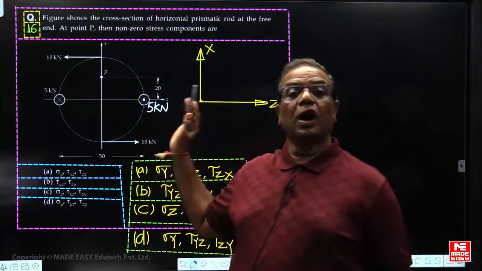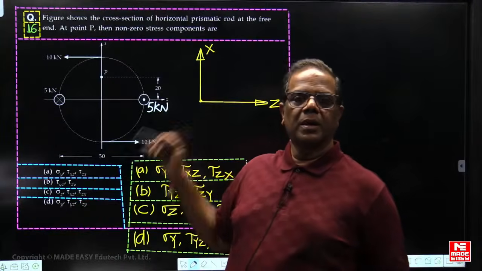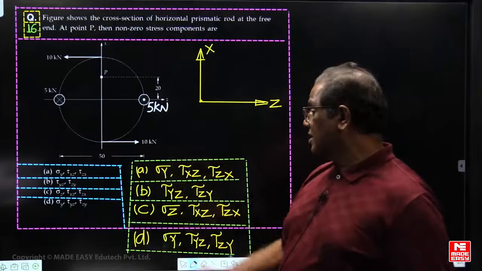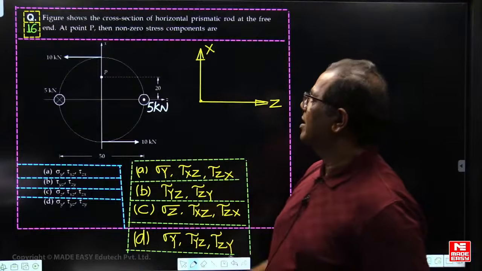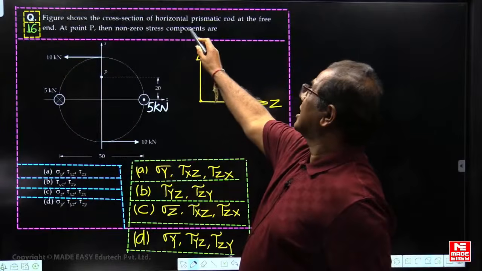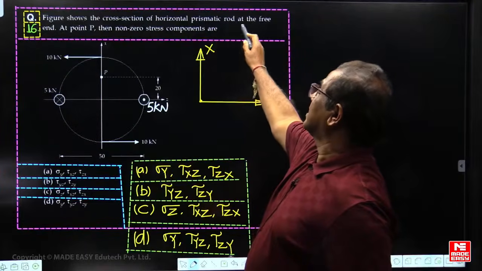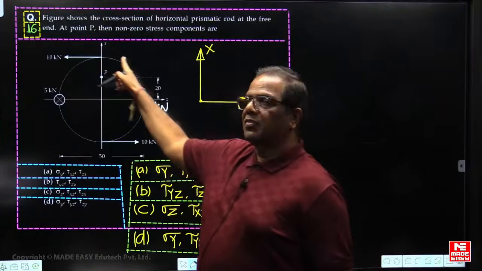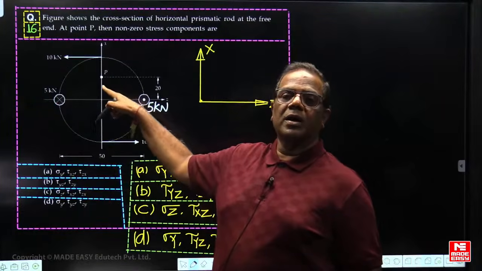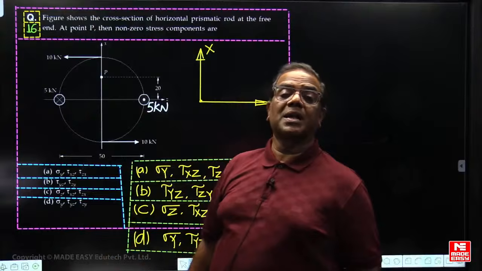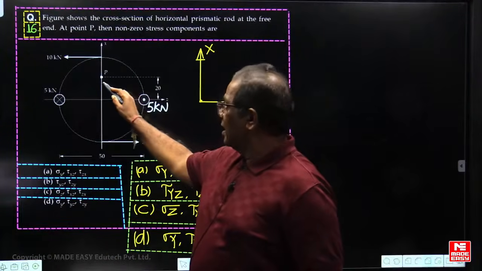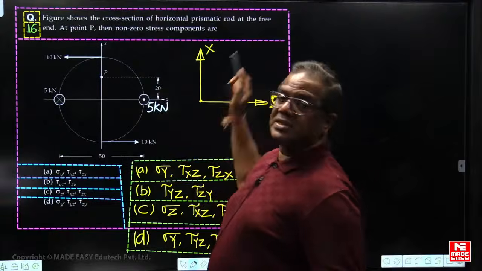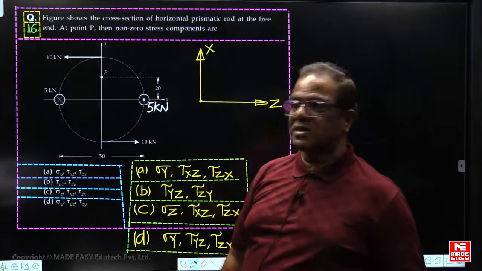Once again, this is concept oriented. If anybody can give the correct answer for this question, they are thorough with their basics. The figure shows the cross section of a horizontal prismatic bar at the free end. At point P, what are the non-zero stress components?